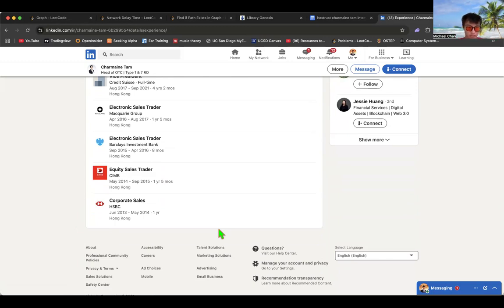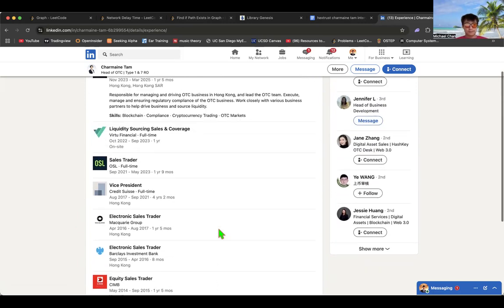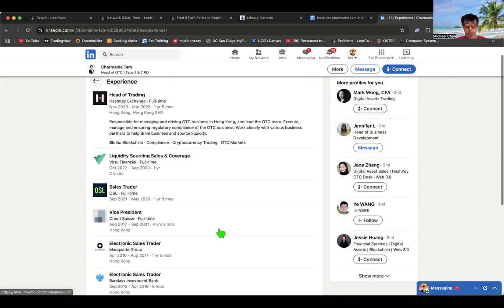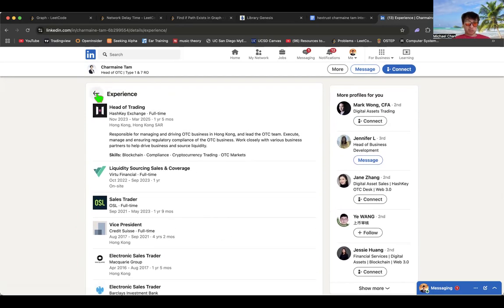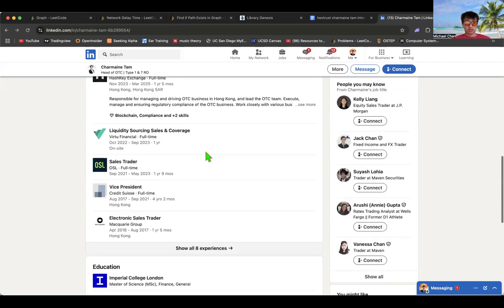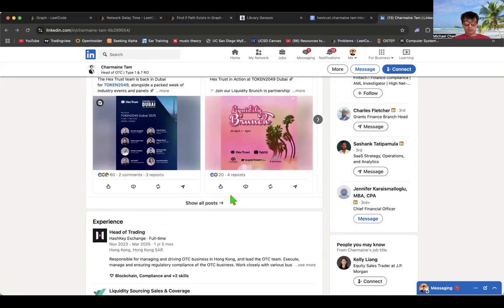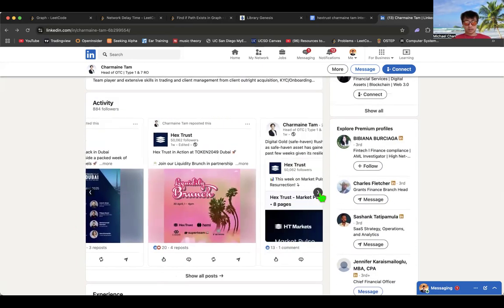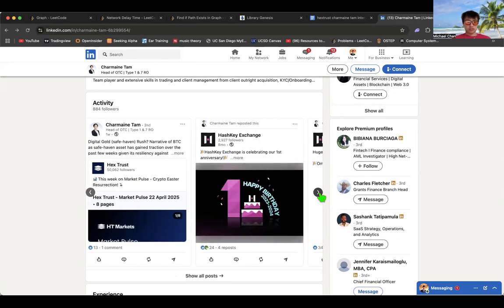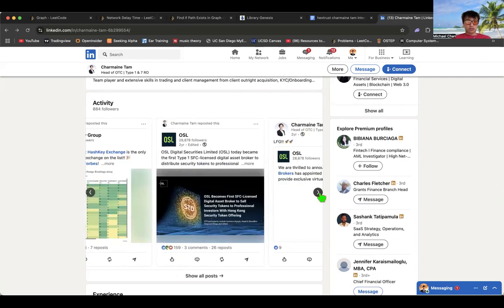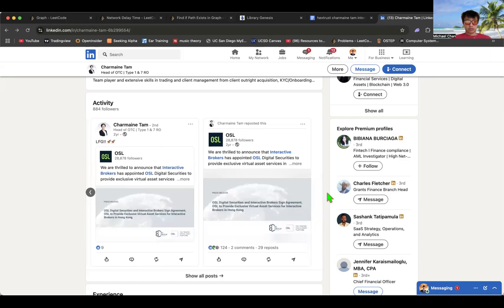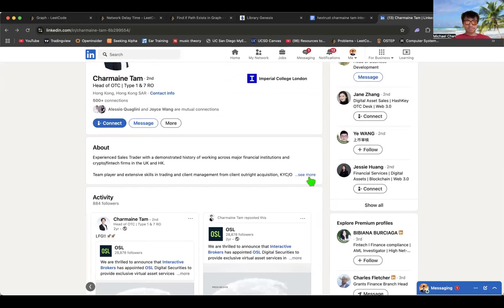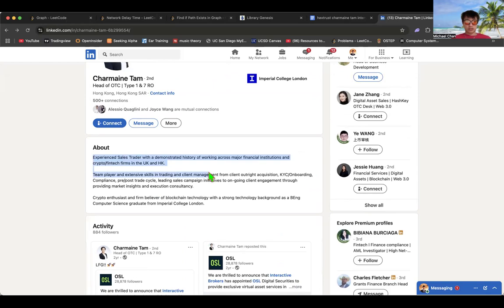Corporate sales, equity sales trader, electronic sales trader, all of these are sales trader roles. So it doesn't seem extremely technical. But I'll prep for it either way, because if I'm talking about something that she doesn't understand while making it very easy to understand for her, then she'll feel great, right?